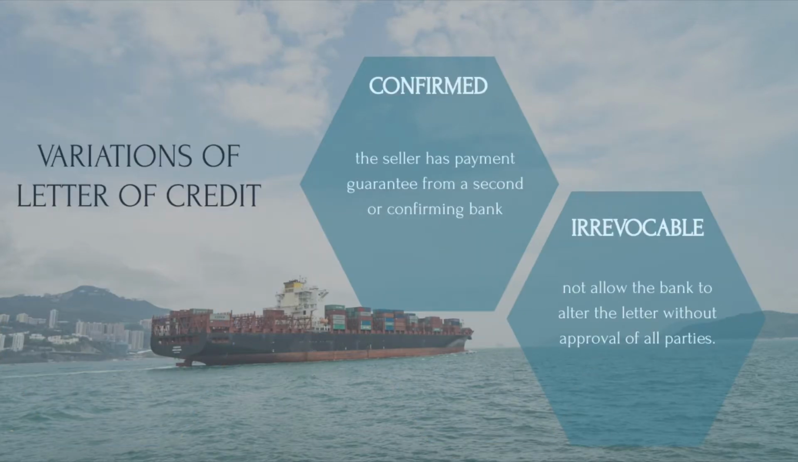There are two important variations of letter of credit, which are the confirmed letter of credit and the irrevocable letter of credit. A confirmed letter of credit is one in which the seller or the exporter has a payment guarantee from a second or confirming bank, meaning that in the case the first bank fails to pay them, the payment will be done by the second bank. On the other hand, an irrevocable letter of credit is one which cannot be revoked without joint agreement of both the buyer and the seller.